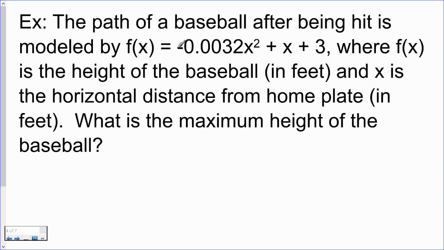You can see that my a value is a small negative number, so it's going to be a little bit wider. It's going to be compressed. But the fact that it's negative means it's going to be reflected. So it's going to be like an upside down U, going up and then coming down, which kind of makes sense. And f of x is the height. So the y value is the height, and the x value is the horizontal distance from home plate.